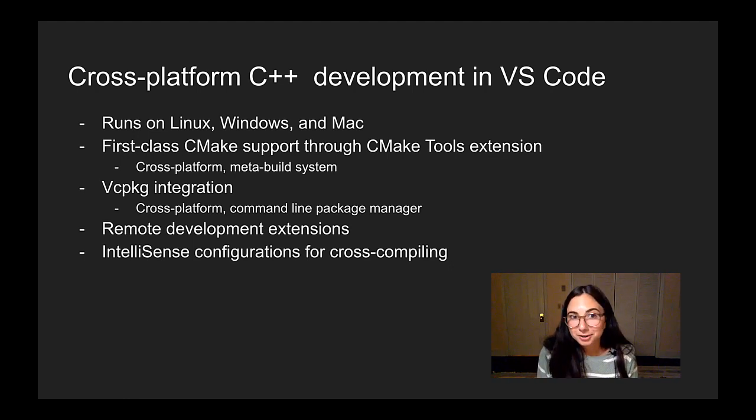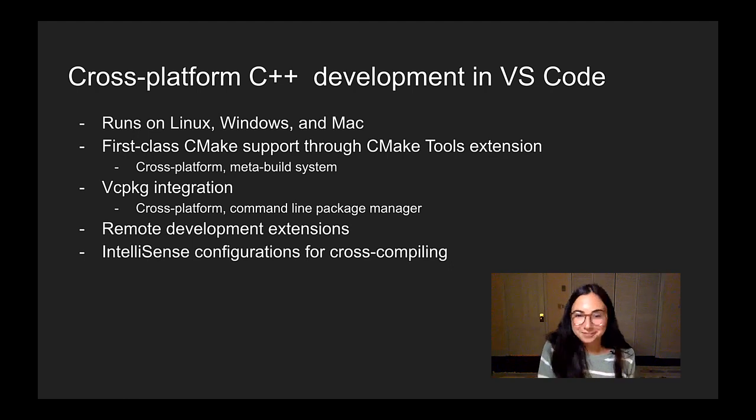It's a great option for cross-platform development because it runs on Linux, Windows, and Mac. It has first-class CMake support through the CMake Tools extension, and CMake is a cross-platform meta build system. Because of its cross-platform functionality, it's a very popular choice for building open source projects or shared projects. VS Code also integrates with vcpkg, which is a cross-platform command line package manager for C++.